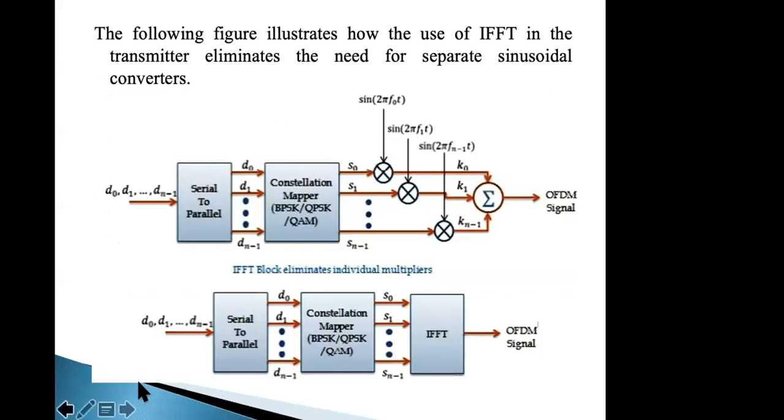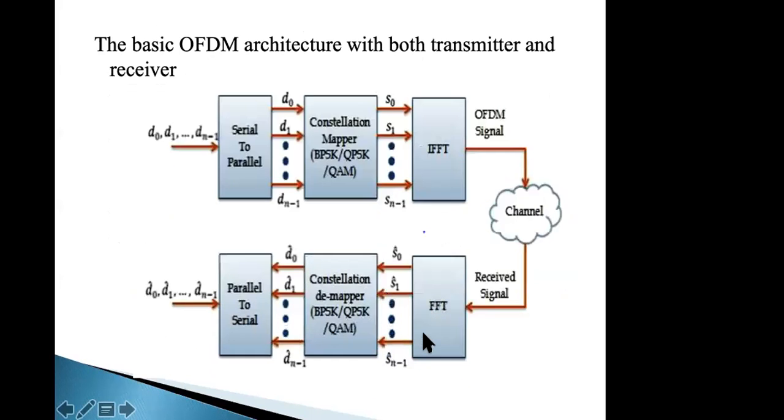So in the same constellation diagram we have seen earlier, a block which eliminates the generation of multiple carriers, that is sine of f0, f1 and f of n minus 1 and so on, can simply be replaced with an IFFT block at the transmitting end. Similarly, at the receiving end, I can use an FFT block. It is an inverse operation.